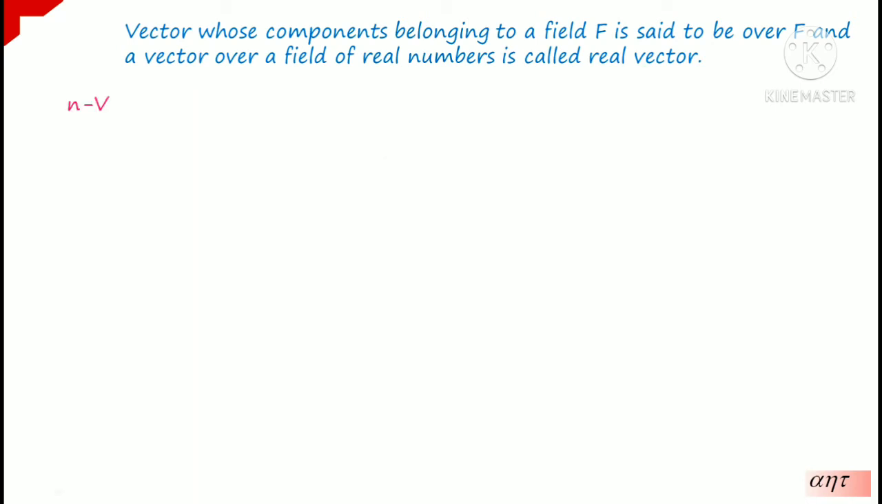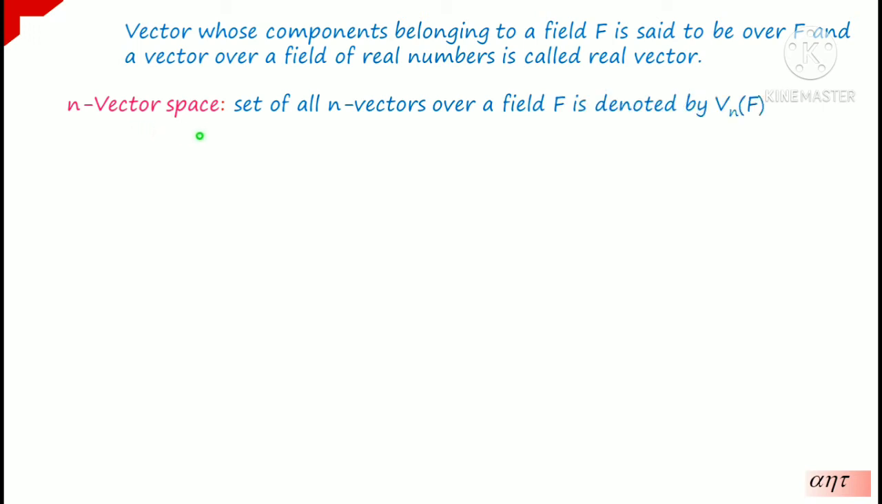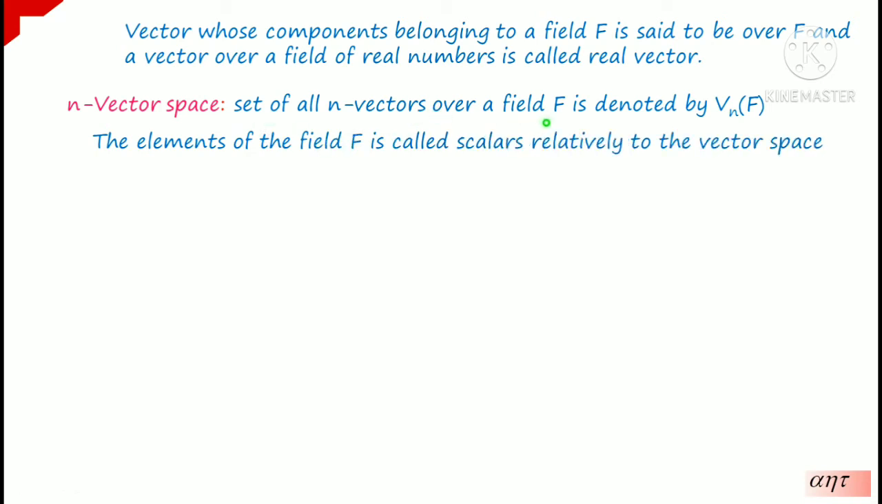Now we will see what an n vector space is. The set of all n vectors over the field F is denoted by Vn of F and is called the n vector space. The elements of the field F are called the scalars relative to the vector space.